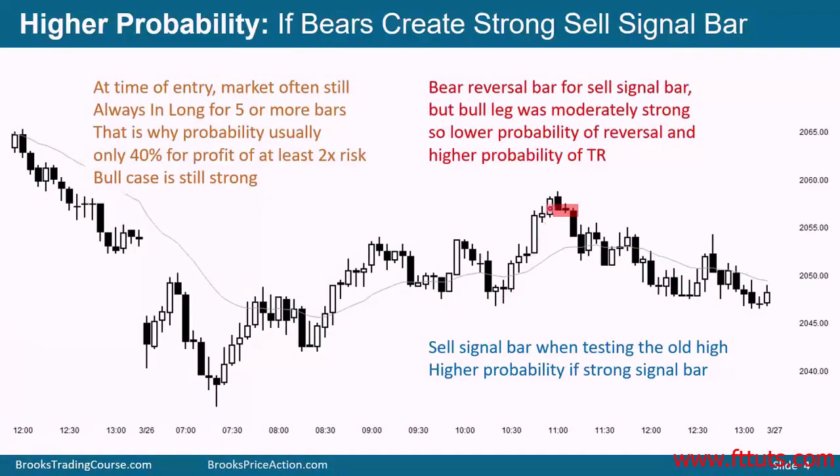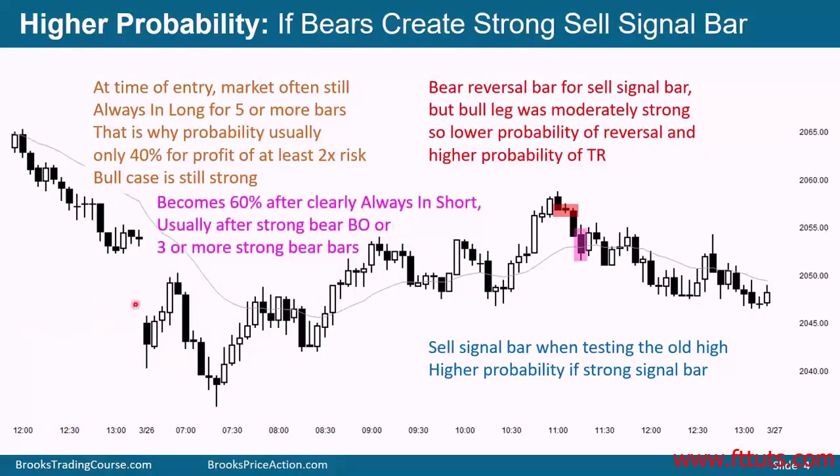The market's clearly still always in long at this point, and that is why the probability is only 40% that the reversal will be successful. If you wait for 3 or 4 consecutive bear bars or a pair of decent bear bars closing on their lows and then sell either that close or above these bars, looking for at least a small second leg down, the probability can be 60% or more that you'll get some kind of a swing down.